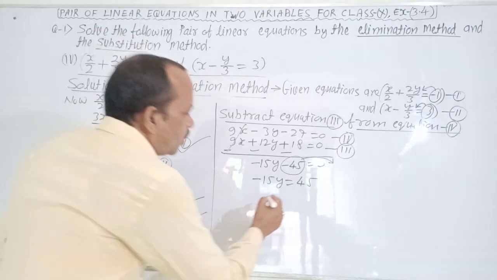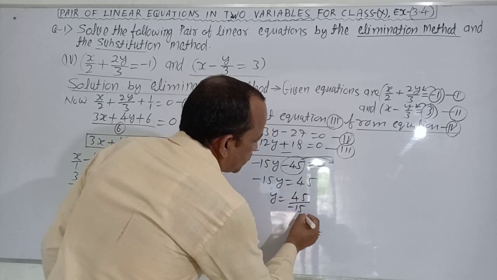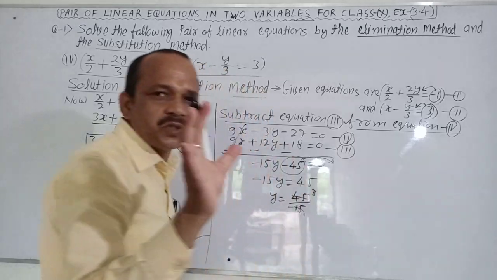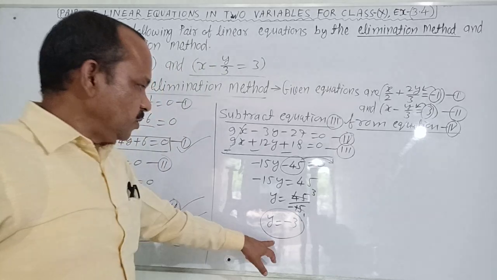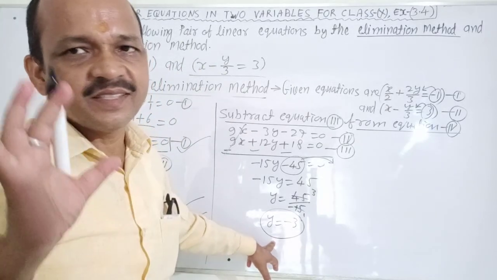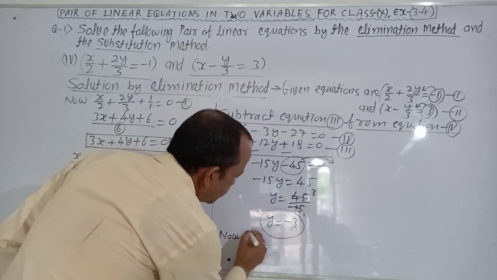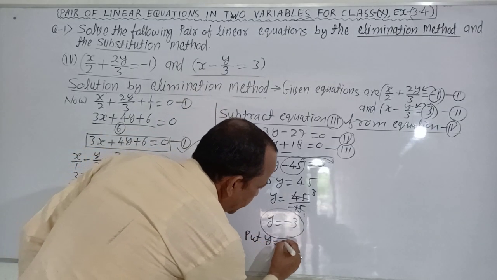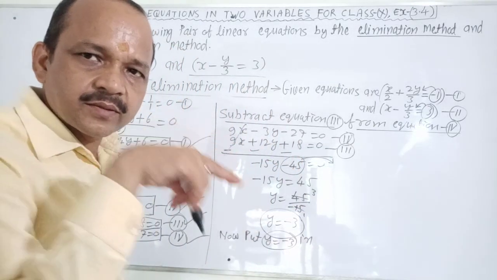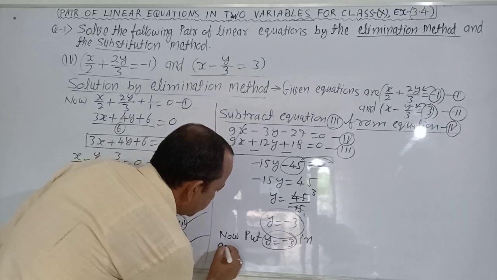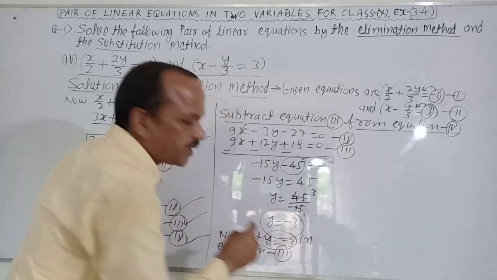Clear? y equal to 45 by minus 15. 15 1s are 15, 15 3s are 45. y equal to minus 3. You find y equal to minus 3. Clear? Now you put y equal to minus 3 in equation 3rd. In equation 3. Clear?